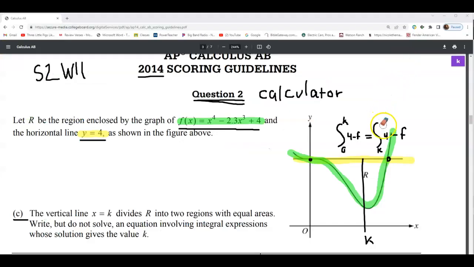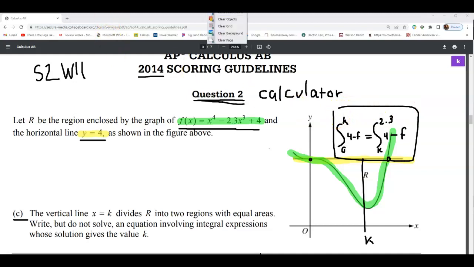And so the last thing I need to do is I just need to go ahead and replace that question mark there with 2.3. So this is an equation of 2 integral expressions that if you were to solve it would help us find out what the k value is. And that's as good as we're going to get with that. And so here is the final answer.